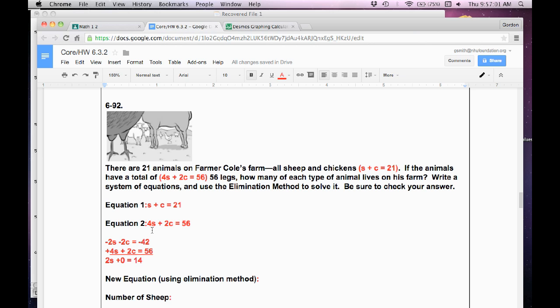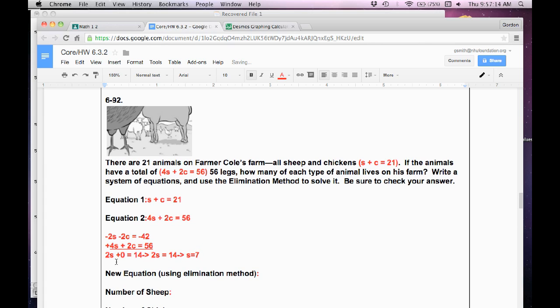Okay, cool. So we can rewrite this equation as 2S is equal to 14. And then we can rewrite it as S is equal to 7. It's always nice to write the new equation. This is the new equation using the elimination method. The cool thing about it is that it only has one variable, and that's the whole point.